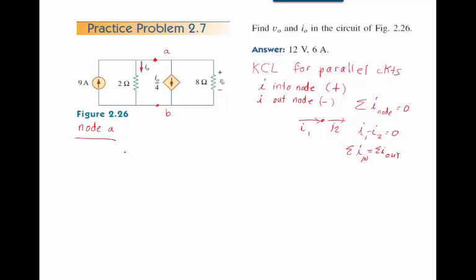Currents into the node equal currents out of the node. So 9 goes in. Anything else go in? I don't know what this one does, right? So I'm just going to pick one. I'm going to pick it there.